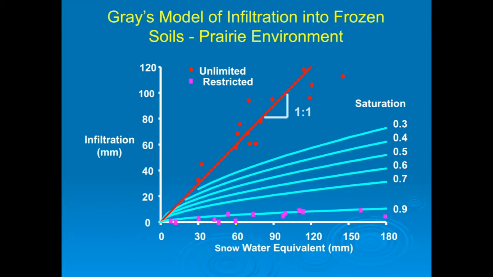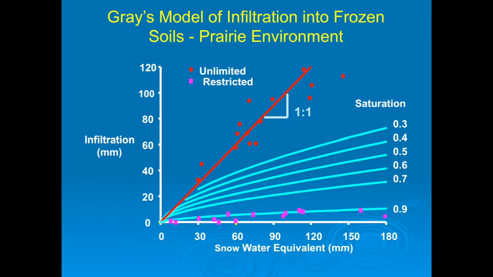Gray's very simple model can be expressed like this. You've got the restricted case where very little spring infiltration occurs no matter what the snow water equivalent. You have the limited case where essentially everything infiltrates. But most often we have this case in here where the amount of infiltration is controlled by the snowpack that's available to melt and the degree of saturation of those soils.